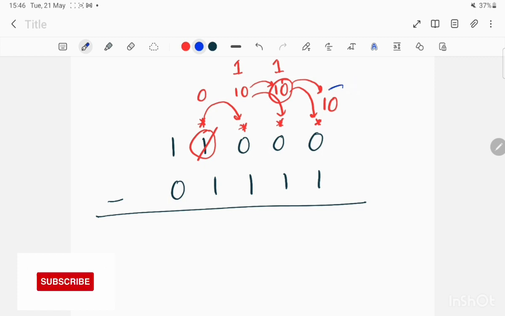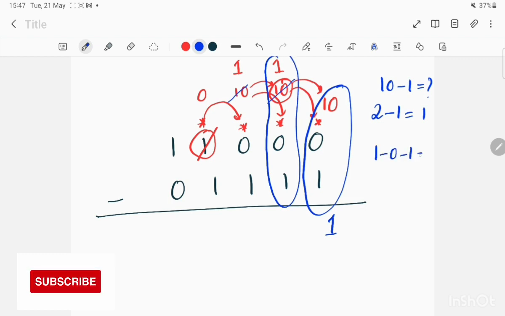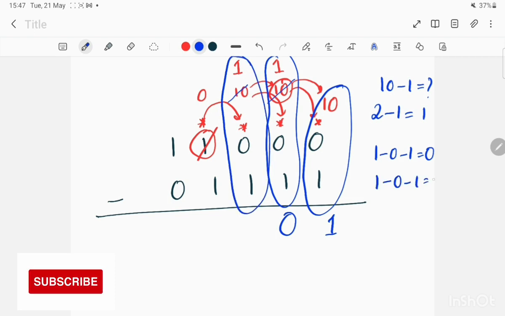Now in this particular column it is again 10 minus 1. 1 0 is nothing but 2, and 2 minus 1 is equal to 1. Now next column is 1 minus 0 minus 1. So it is equal to 0. Now next column is 1 minus 0 minus 1, which is 0.